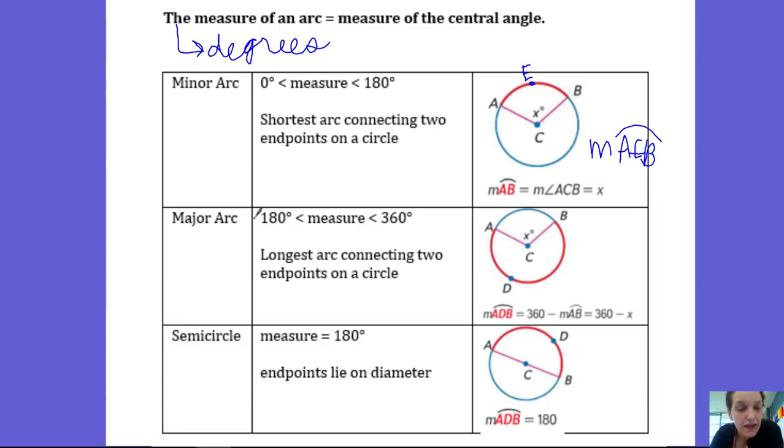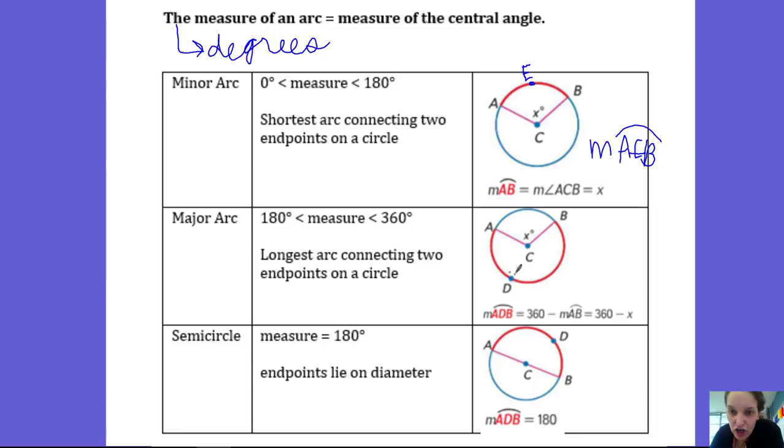So when you're naming a major arc, you will always use 3 points, because if I just called this arc AB, that would be the minor arc, the short distance from A to B. So I have to give that third point to clarify, oh, I'm going from A through D to B, or I'm going from B through D to get to A. So a major arc will always have 3 letters in its name.